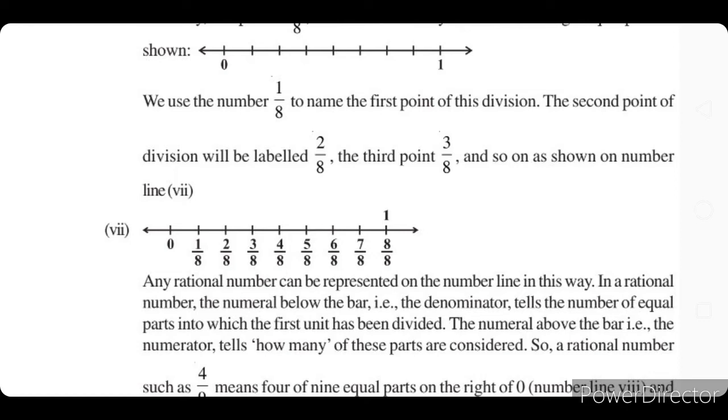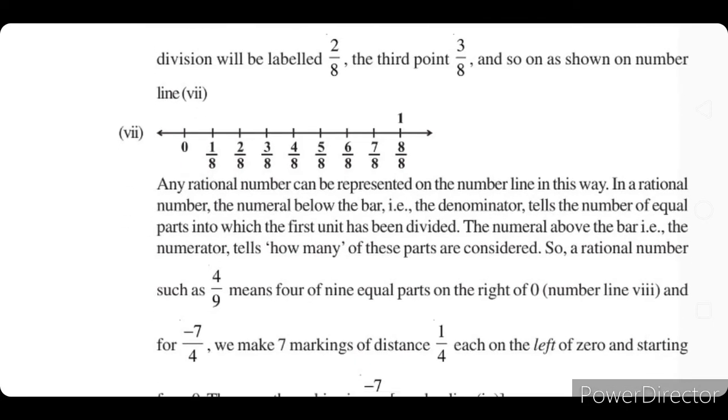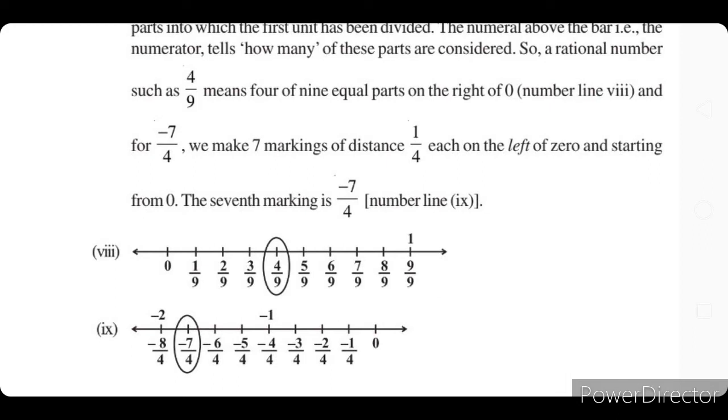Remember that we can show infinite rational numbers between two given numbers, as many as we want, but the numbers will be smaller and smaller. Then let us see one more example.